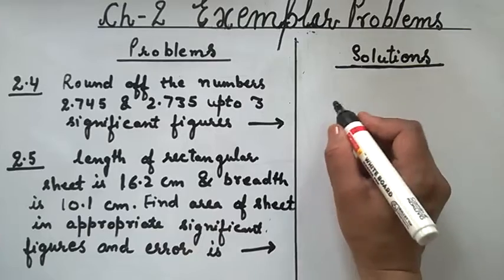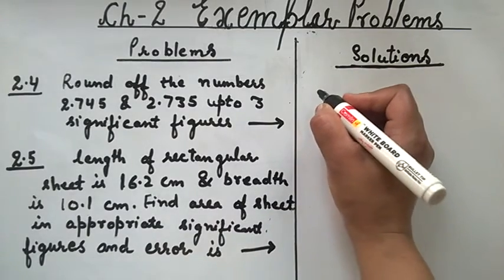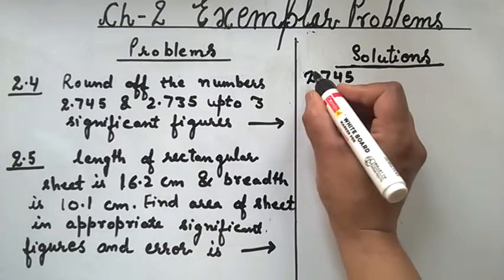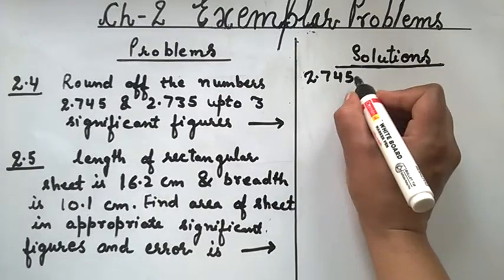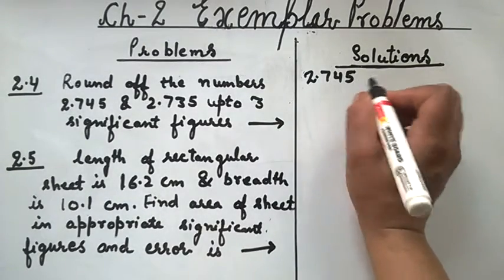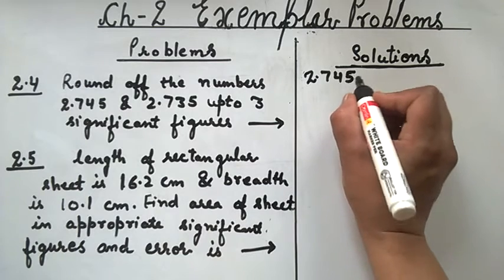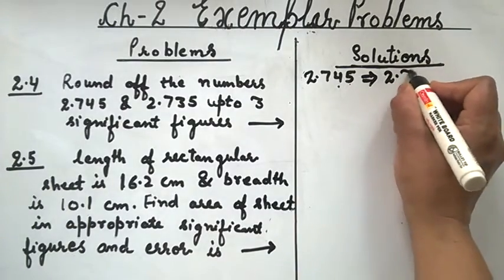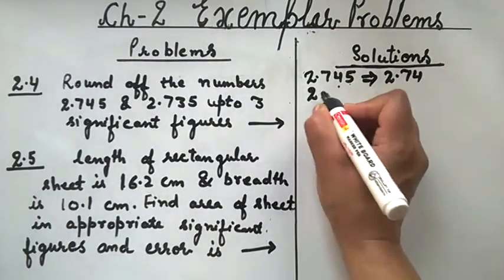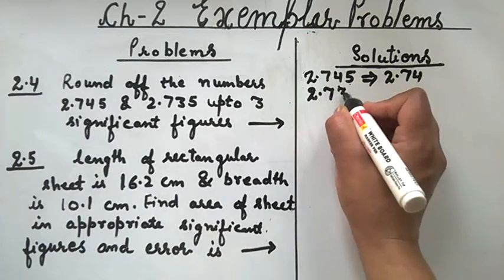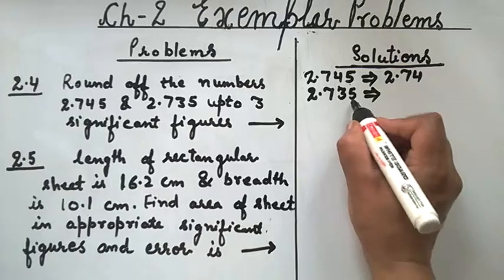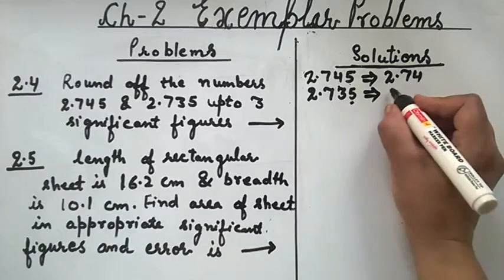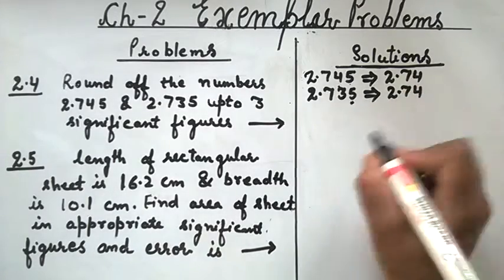Next question is question number 2.4. Round off the numbers up to 3 significant figures. First number is 2.745. We have to round it off up to 3 significant figures. So here the last digit, the fourth digit, is 5. As per the rules of rounding off, if the digit is 5 and the preceding number is even, then it will remain unchanged. So it is 2.74. Next number is 2.735. If the last digit is 5 and the preceding digit is an odd number, then it will increase by 1. So 2.74.